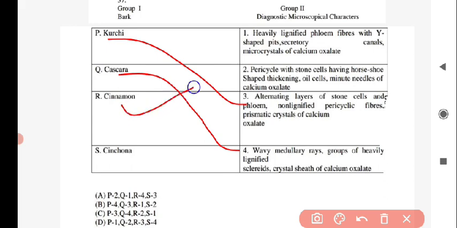Then for cinnamon, the correct answer is option number 2, that is pericycle with stone cells having horseshoe-shaped thickening, oil cells, minute needles of calcium oxalate. Then for cinchona, the correct answer is option number 1, that is heavily lignified phloem fibers with Y-shaped pits, secretory canals, and microcrystals of calcium oxalate. So option C is correct for this question.